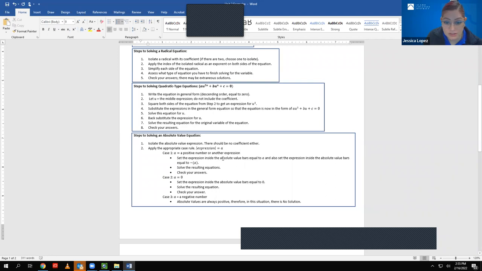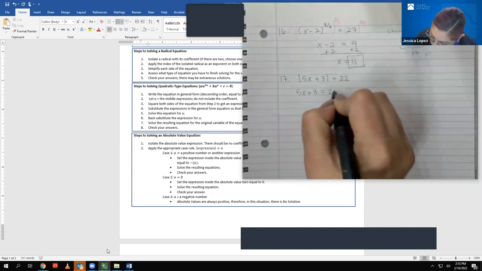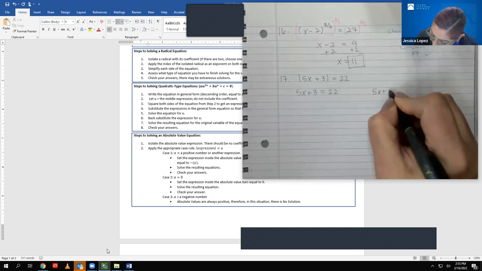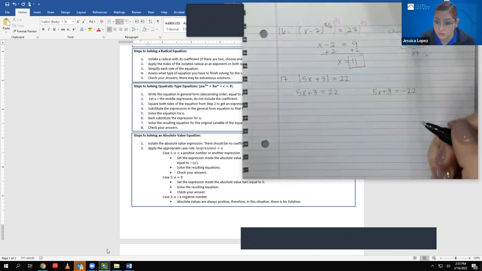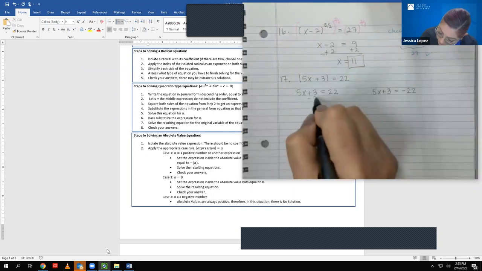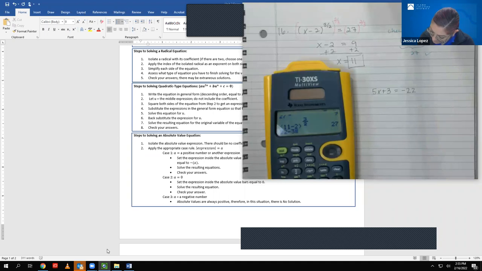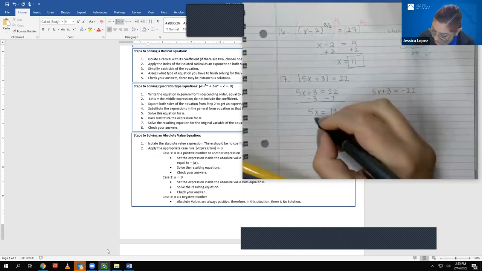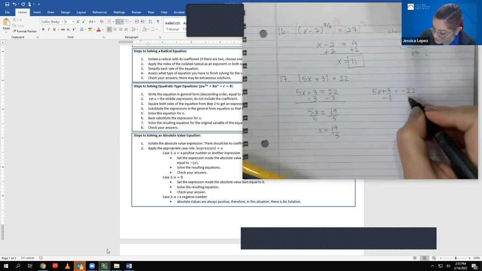It says set the expression inside the absolute value bars equal to A, and also set the expression inside the absolute value bars equal to the opposite of A, okay? So I'm gonna take just what's inside the bars and equal it to 22. And I'm also gonna take what's inside the bars equal to negative 22. And then I'm just gonna solve those resulting equations. So they're linear, both of them. So I'm gonna minus 3 on both sides. And then I'm gonna divide by 5 on both sides. Here I'm gonna do the same exact thing.